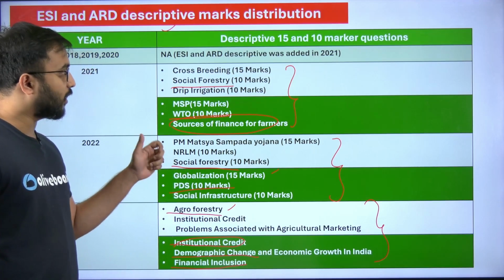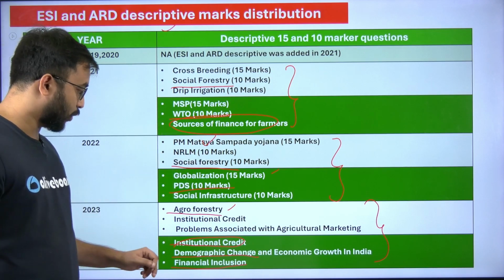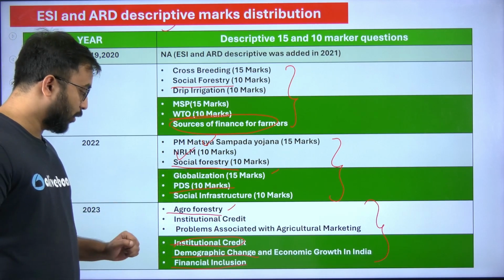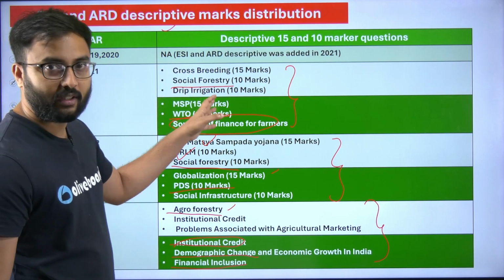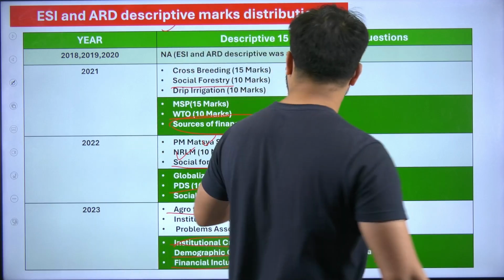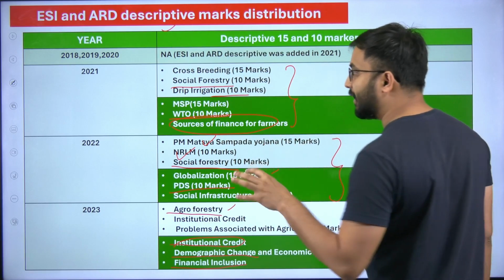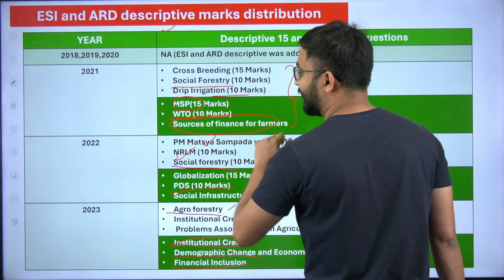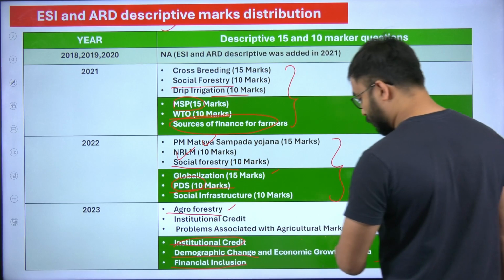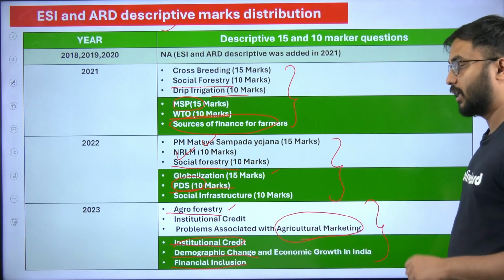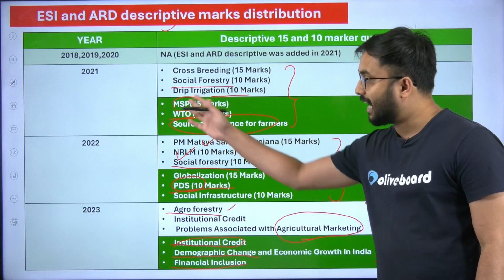So you will see that topics are asked more from your static syllabus. One or other question is always from a government scheme, like Pradhan Mantri Matsya Sampada Yojana, then National Rural Livelihood Mission. Questions are also asked from animal husbandry, horticulture, and very importantly forestry. Then questions related to drip irrigation, an important topic. MSP is an important topic, a question has been asked. PDS is an important topic, a question has been asked. Then problems associated with agricultural marketing, a question has been asked. So in this way, all the questions are there for your descriptive part in the last 3 years.